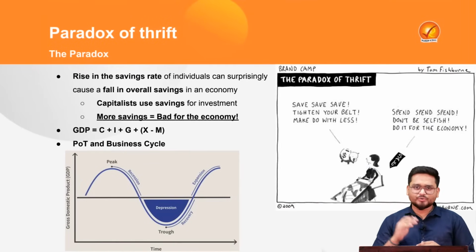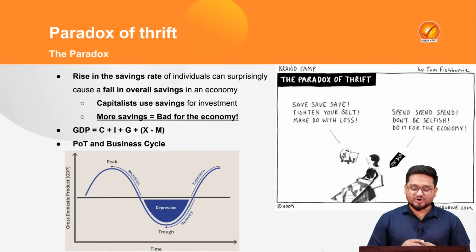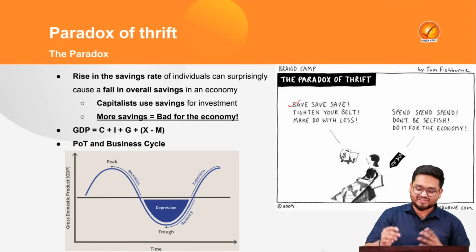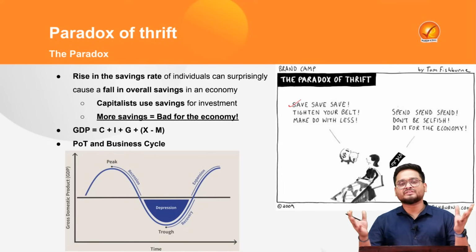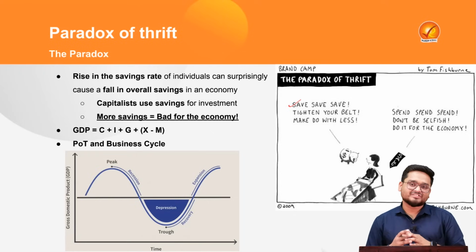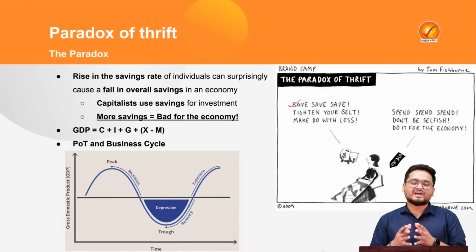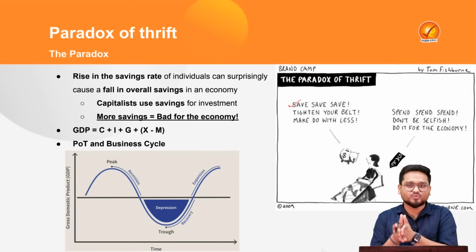Now to understand paradox of thrift, let us all look at this cartoon. On one side the cartoon is telling us to save more. That means save, tighten your belt, tighten your wallets and do not spend more. Here we obviously mean that we are talking about saving money. And when we are talking about saving money, we mean that we should not buy more and more goods and services, that we have to be less consumerist, and we also have to be satisfied with our lesser wants.